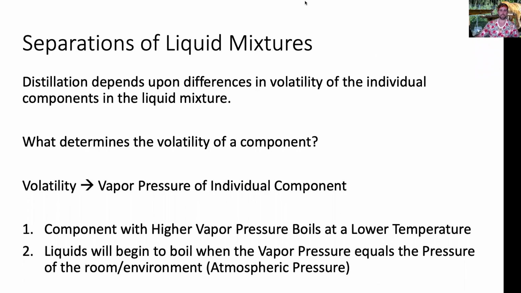So two things that we can take away from that. One is that liquids with a higher vapor pressure will have a lower boiling point, and also that liquids will begin to boil whenever the vapor pressure equals the pressure of their surroundings. Most commonly, it's going to be atmospheric pressure unless it's being controlled.